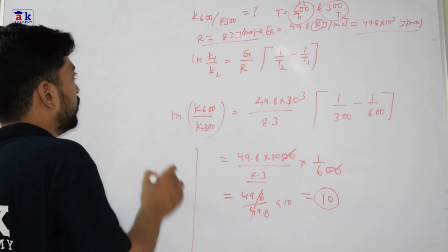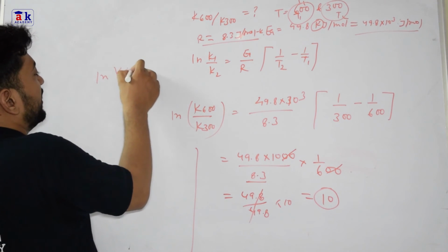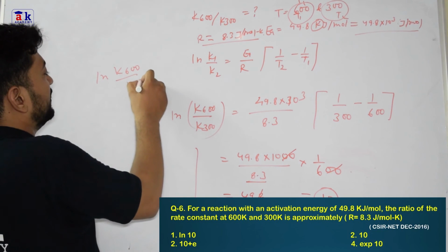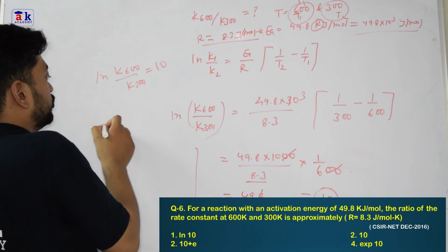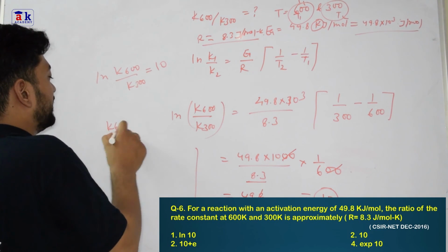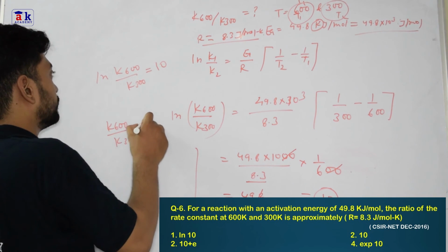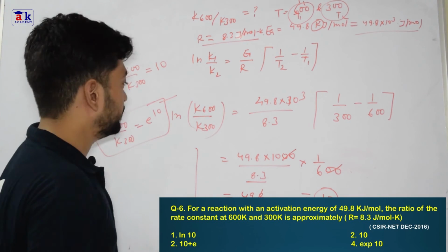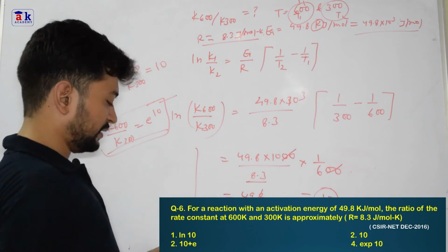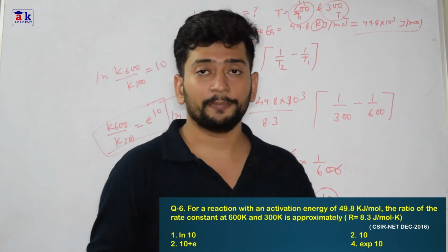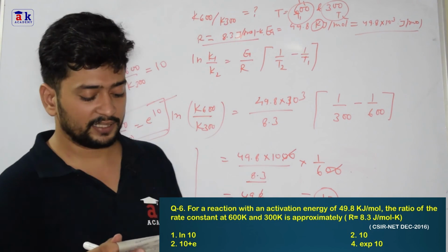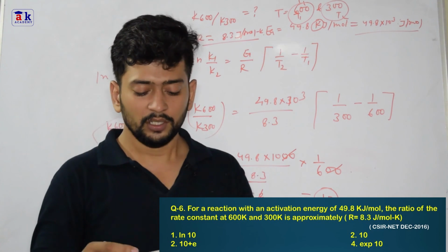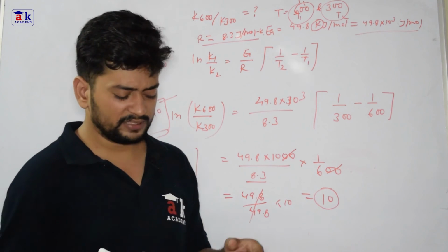So what we have now is ln K600 divided by K300 is equal to 10. So we have K600 divided by K300 is equal to e raised to 10. Got it? So we have this as the answer. Now let's check. The fourth option will be the correct one, where the answer is e raised to 10. So I hope you understood. This is a very easy question.